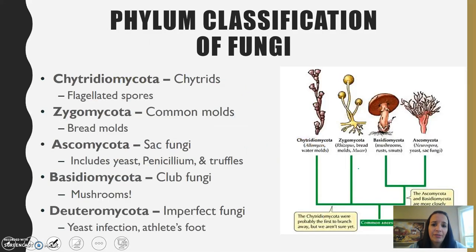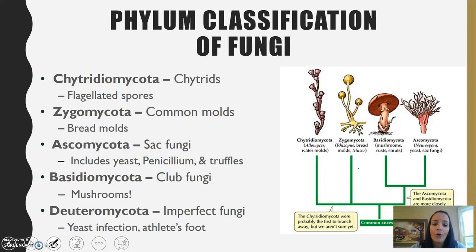And now let's talk about the classification. So if you remember, the classification depends on the type of sporophore that's produced. So we have 5 different ones here, and really the only thing you need to know is the phylum name and then the example. The little things below are just to kind of help you as well. So the Chytridiomycota are chytrids, and they have flagellated spores, meaning they have little tails, and they rely on water to move. Then you have Zygomycota, which I'm sure you've all seen. These are the common molds, such as bread molds that grow on the bread in your cabinet.